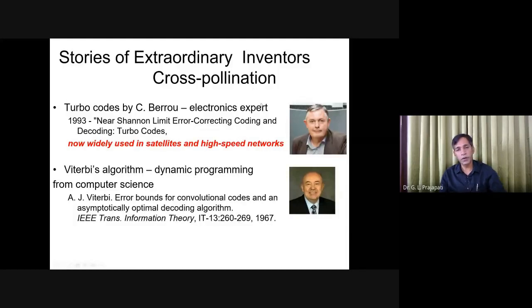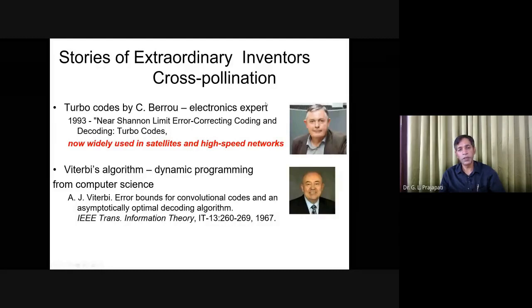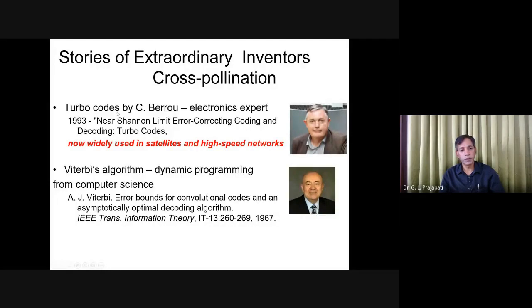This is an example of cross pollination, an example of interdisciplinary research. I think electronics people know the turbo codes, developed by electronics experts in 1993. This is an error correcting code, also known as turbo codes, and nowadays it is widely used in satellite and high speed networks.